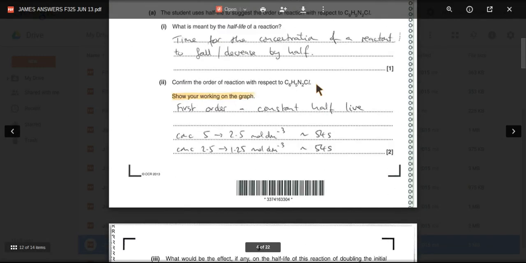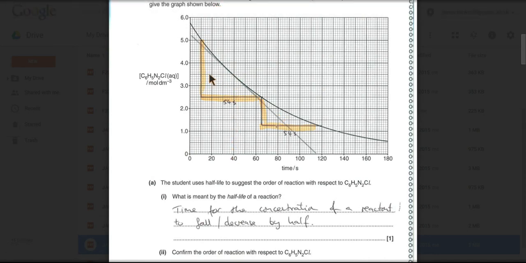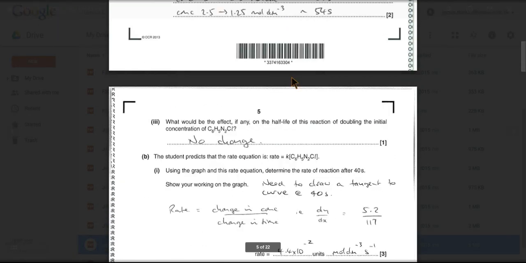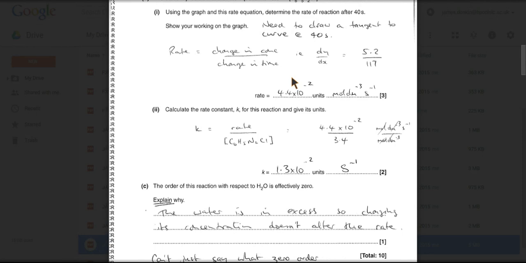And then the concentration is whatever it is at 40 seconds. So that's where my 3.4 came from. And we get a value of 1.3 times 10 to the minus 2. And the units, well, we've got rate, moles per decimeter cubed per second, divided by concentration, moles per decimeter cubed. You can see I've cancelled out like terms, top and bottom, and I'm left with seconds to the minus 1. So there's my units for K.